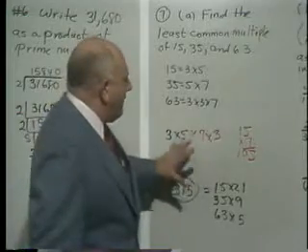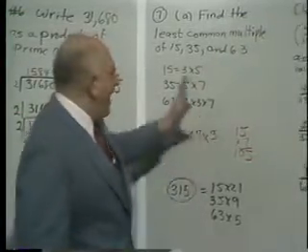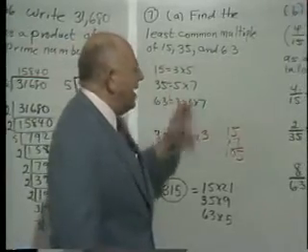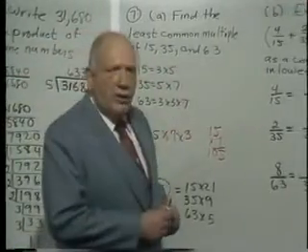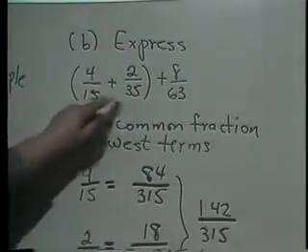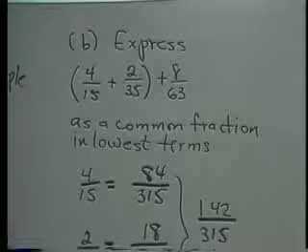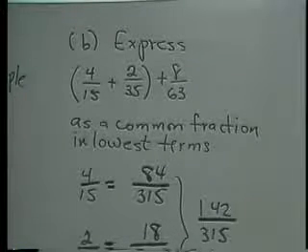See, once I've done this problem, I can now proceed to part B. In fact, if I hadn't done part A yet, I would now have to do it in order to do part B. Because part B says, express this sum of fractions, 4 15ths plus 2 35ths plus 8 63rds, as a common fraction in lowest terms.